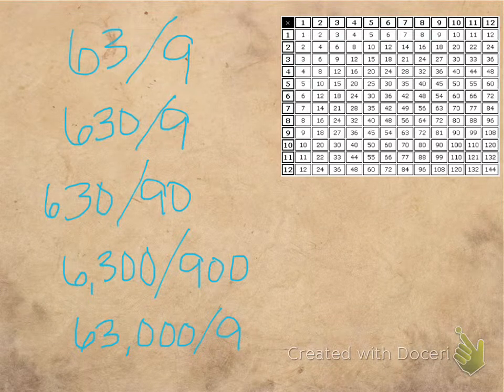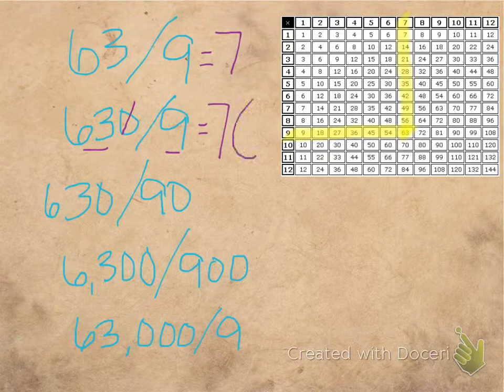For number 4, it just says solve. So we have 63 divided by 9. So if I look in my 9s column, I'm going to go over till I find 63. Go up. My answer is 7. So now I have 630 divided by 9. So I ignore that 0 for a second. 63 divided by 9 is 7. And then I add that 0 back. So my answer is 70.